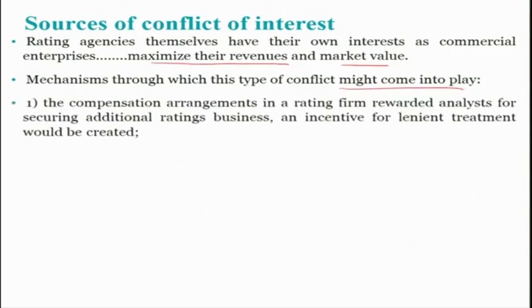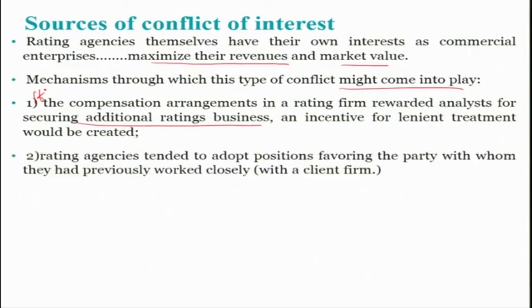One is the compensation arrangements. If the compensation arrangements in a rating firm reward analysts for securing additional rating business, an incentive for lenient treatment would be created. That means if the compensation arrangements in a rating firm reward analysts for securing additional rating business, an incentive for lenient treatment would be created here.